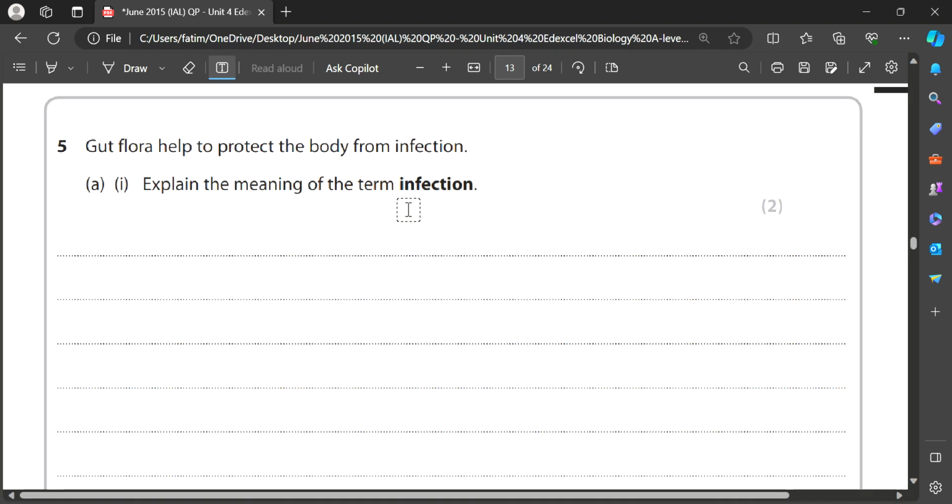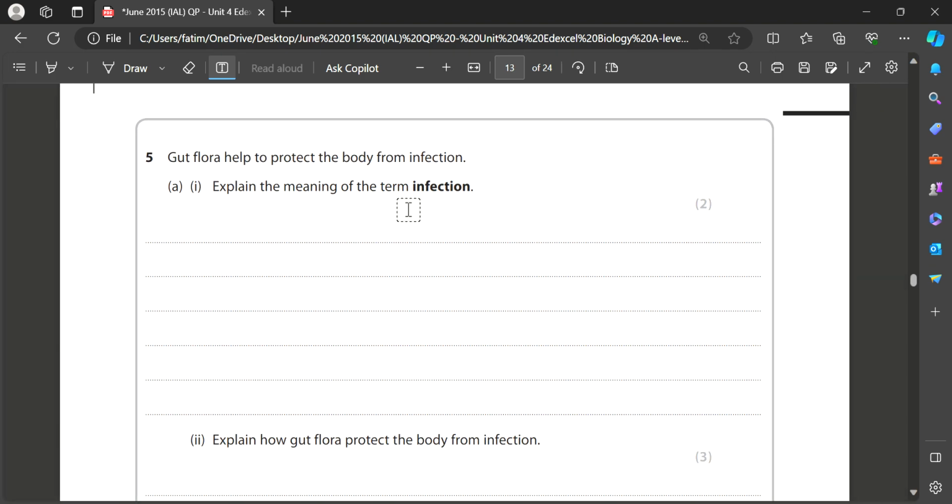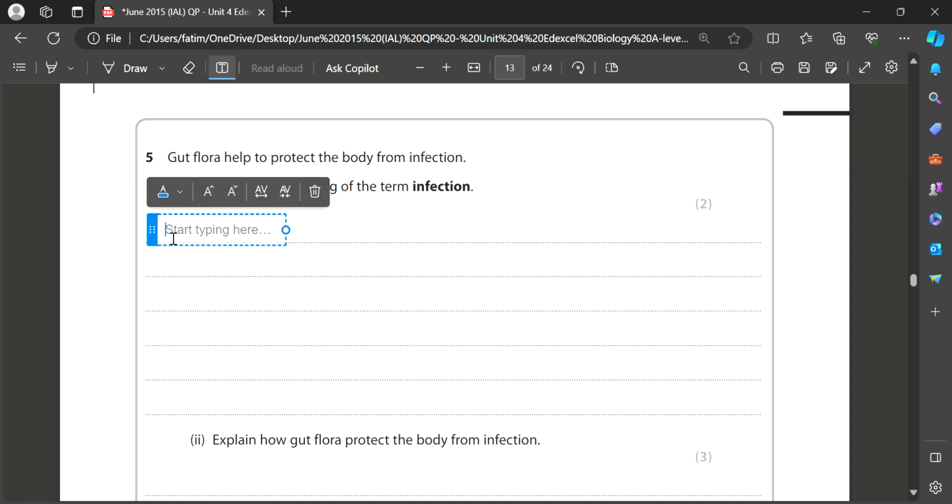And then we finished the question. So we have question 5 now, which is about infection and gut flora. So what is infection? Explaining the term infection has come up quite a few times in later past papers as well, and it's always the same.